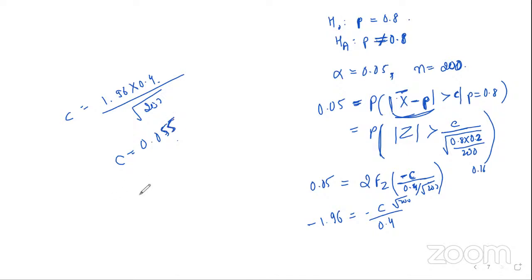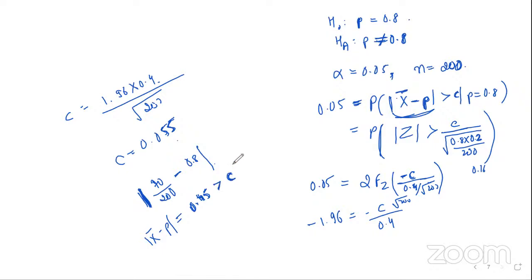And what is x bar minus p? So x bar was 70 divided by 200, and p was 0.8. So this value will come out to be 0.45. So this mod of x bar minus p is coming out to be 0.45. That is greater than this c.